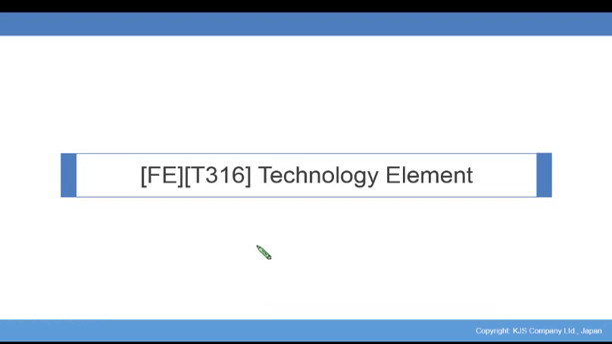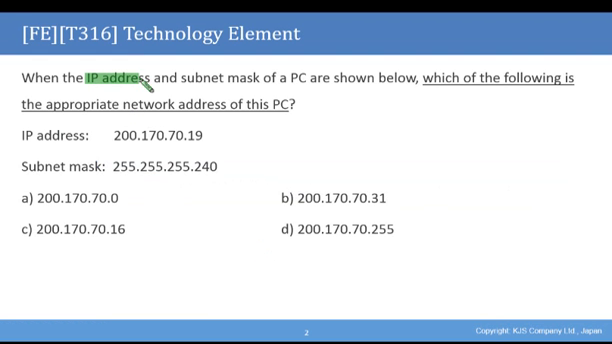FET316 technology element. When the IP address and subnet mask of a PC are shown below, which of the following is the appropriate network address of this PC? So for the PC, the IP address is 200.170.70.19, and the subnet mask is 255.255.255.240. So which one is the appropriate network address of this PC?